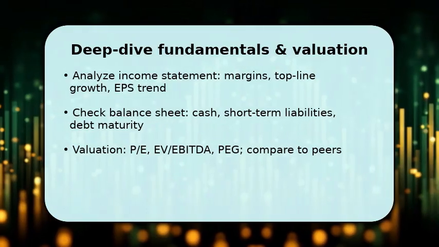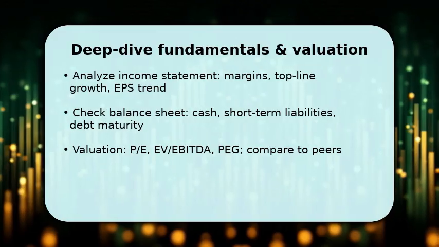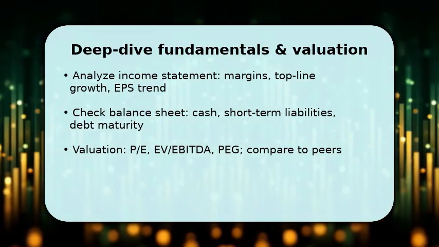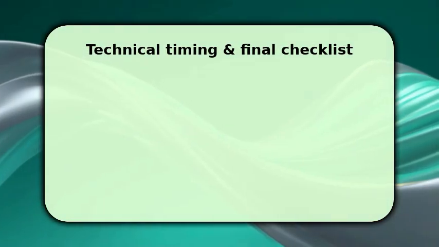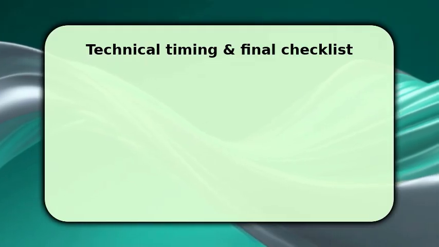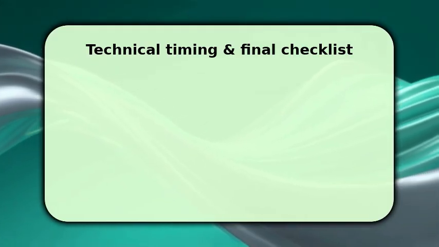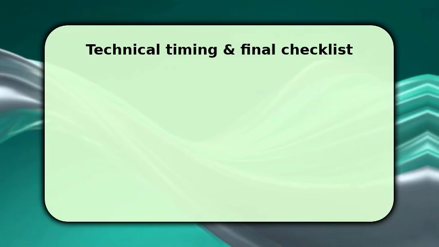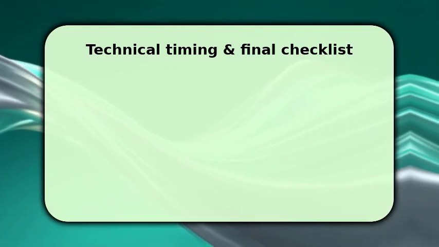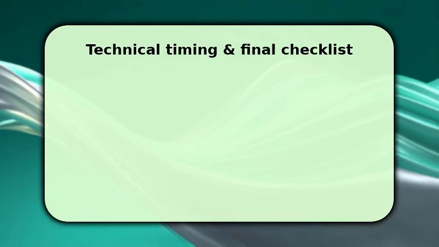You complete the process by aligning technical timing and risk controls with your fundamental conviction. Map moving averages and support levels, and look for volume-confirmed breakouts or clean pullbacks to buy. This reduces entry risk. Then scan for upcoming catalysts that could accelerate the thesis.